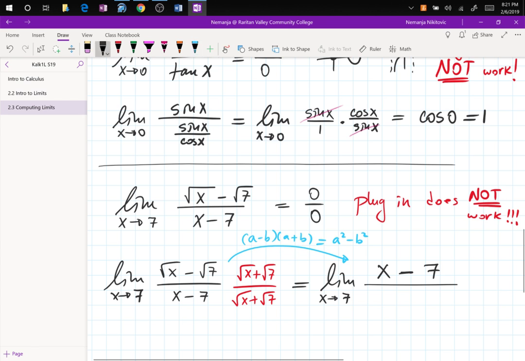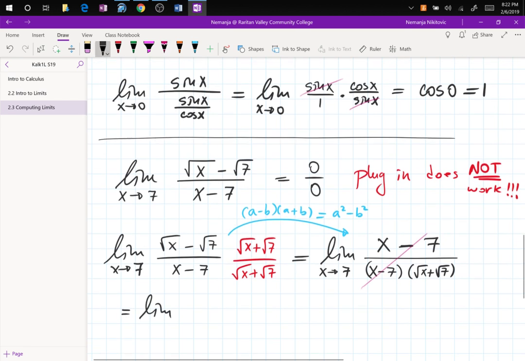Now on the bottom, I'm not going to multiply anything. I'm just going to leave it because I see I can cancel, right? So now these guys cancel, and I have limit x goes to 7 is 1 over square root of x plus square root of 7, which is 1 over 2 square root of 7.